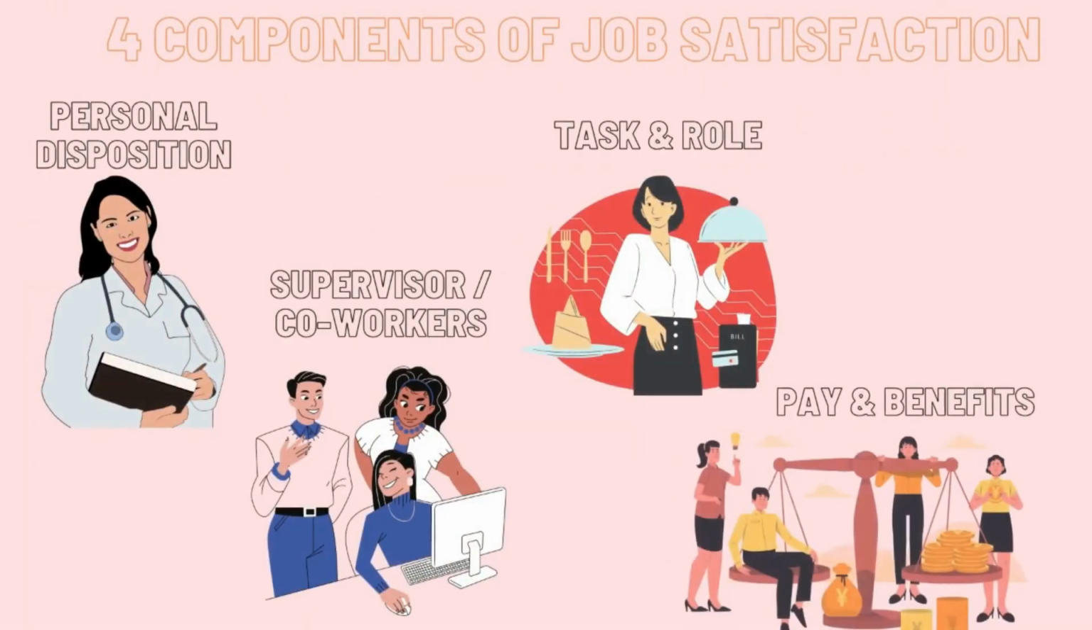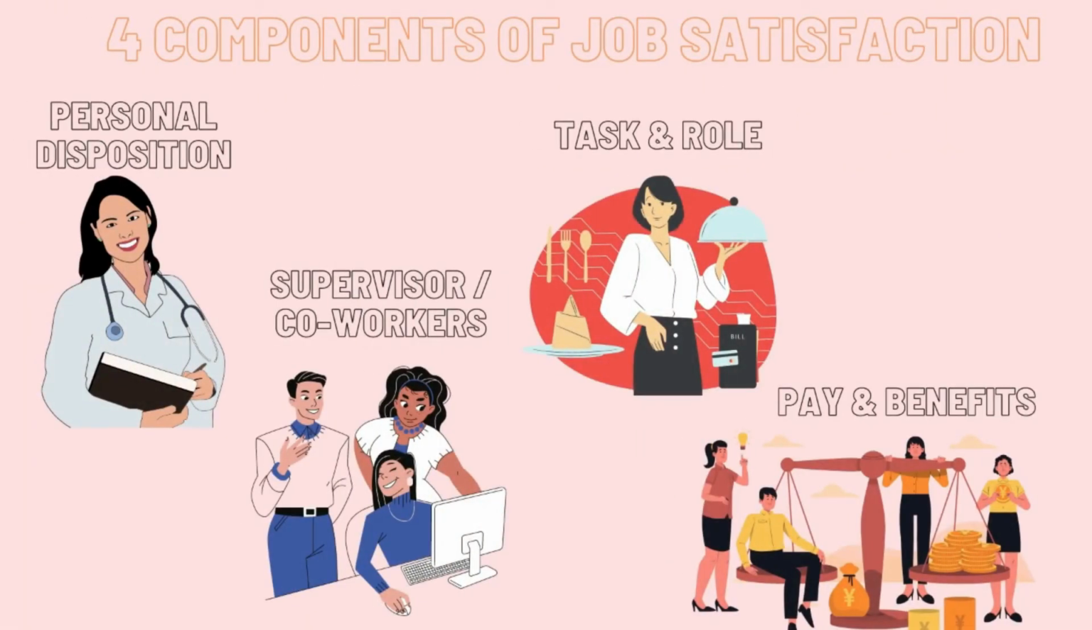Let us talk about the four components of job satisfaction. First, personal disposition. Personal disposition is a person's true character, attitude, and outlook. A personal disposition is an inborn trait, sometimes inherited from one's parents. Second, the task and role is a grouping of competencies and accomplishments that are required for a worker to perform a certain function in the organization. In job satisfaction, it is the extent to which the employee feels motivated, content, and satisfied with his job.